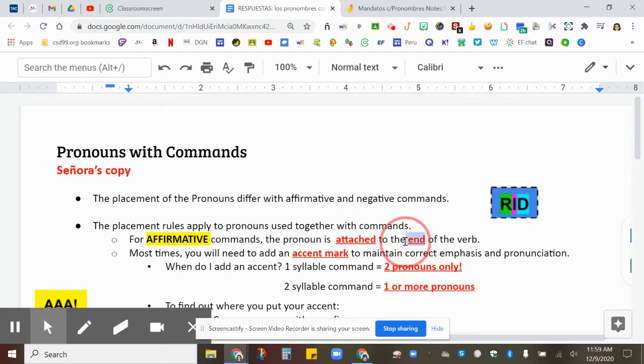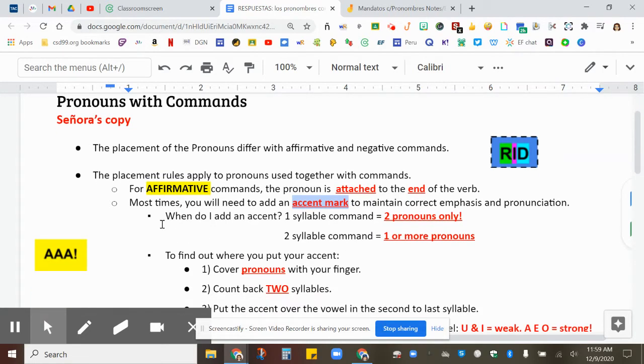Attached to the end of the verb, you are going to make a word longer by attaching the pronoun at the end. Most times you'll need a written accent mark in order to maintain the correct emphasis and pronunciation. When am I supposed to add that accent mark and where?